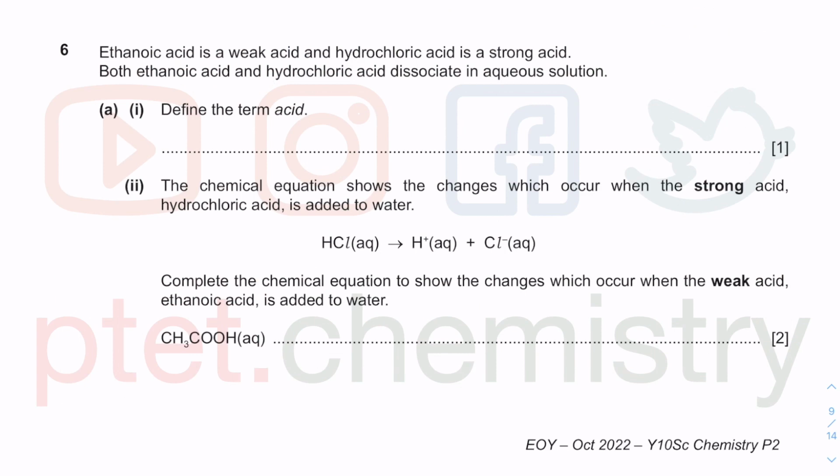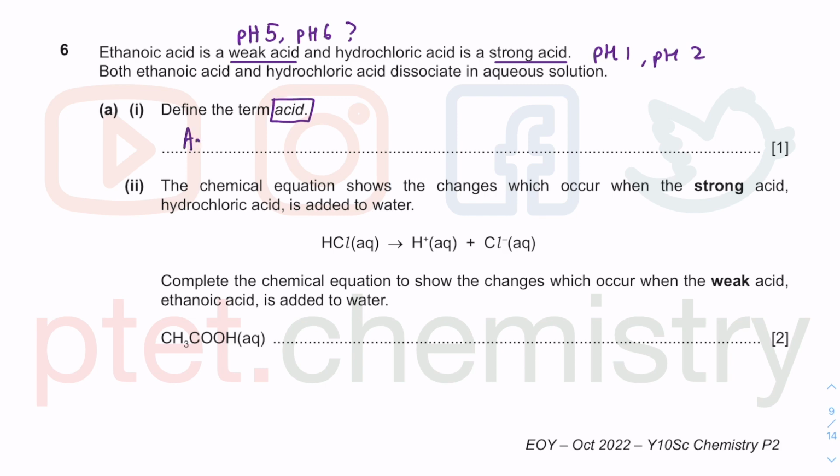Question number 6, ethanoic acid is a weak acid. We know a weak acid like ethanoic acid is probably pH 5, pH 6 like that. Hydrochloric acid is a strong acid, so pH 1 or pH 2 are acceptable. But they don't ask for weak or strong acid, they just ask for the simple generic term.